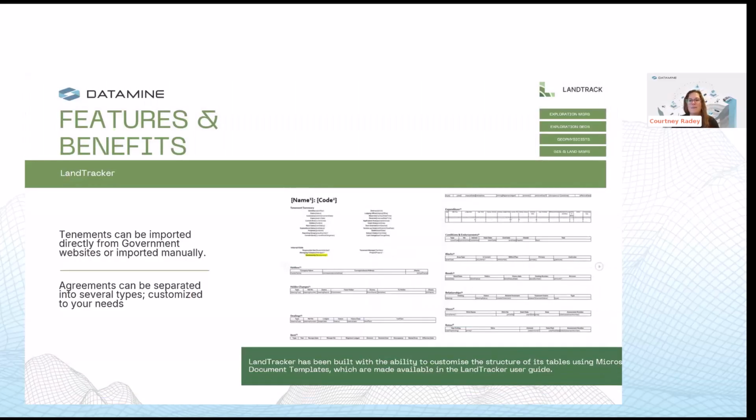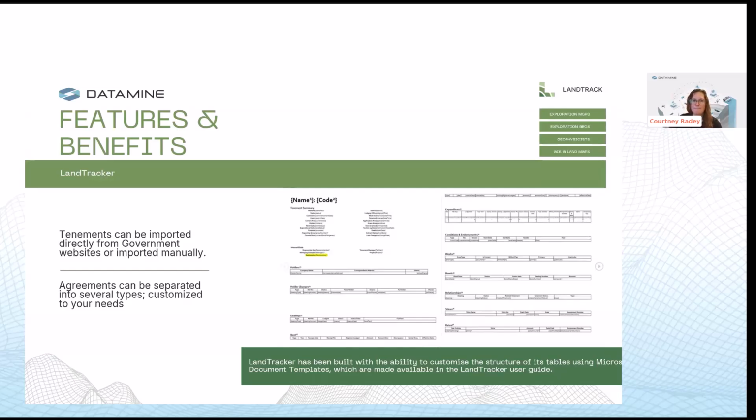With LandTracker, tenements, as we mentioned, can be imported directly from government websites, but it can also be imported manually. Agreements can be separated into several types customized to your needs. LandTracker has also been built with the ability to customize the structure of its tables using Microsoft Word document templates. These are available in the LandTracker user guide and allows you to configure LandTracker to reflect your business processes, ensuring continuity of data across departments and staff.